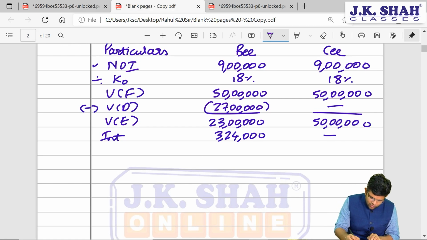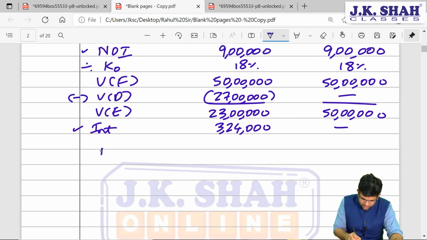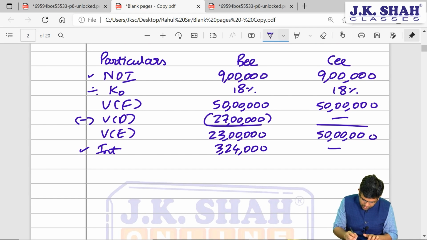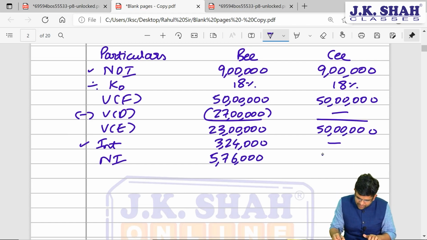Children, can I say NOI minus interest will give me net income, NI, that is the income of equity shareholders, that is nothing but the dividends for equity shareholders. So the NI will therefore come to 9 lakhs minus 3,24,000, which is 5,76,000. And as far as C Limited is concerned, the NOI and NI will remain the same.